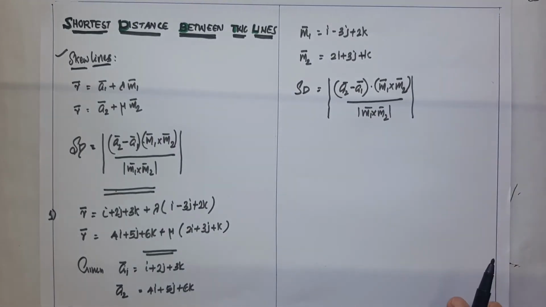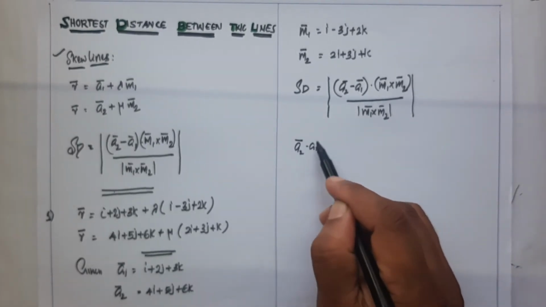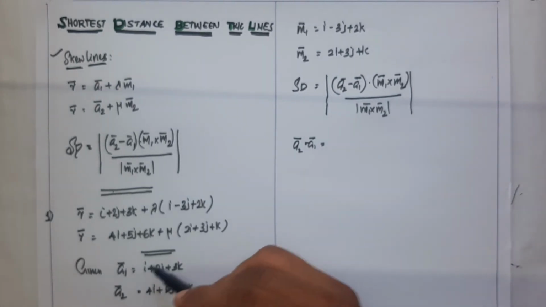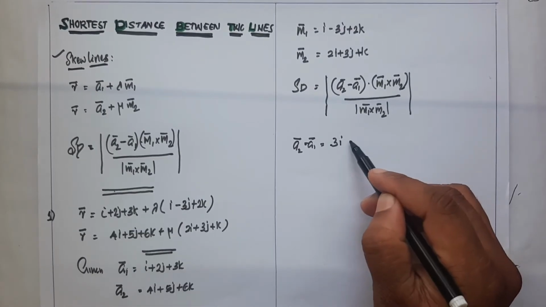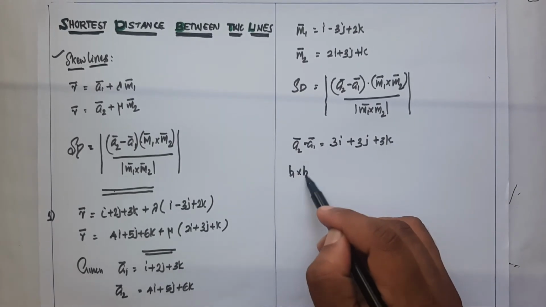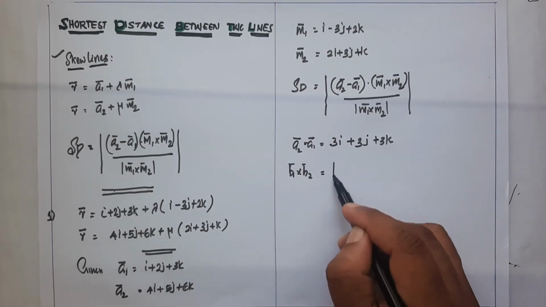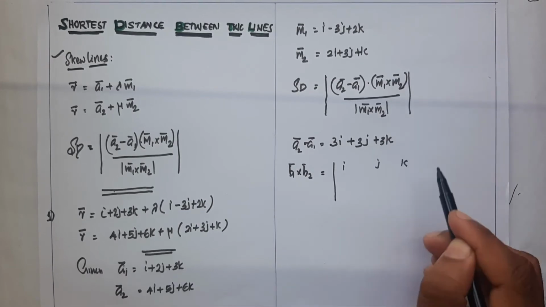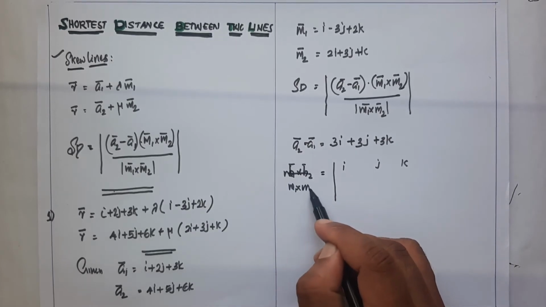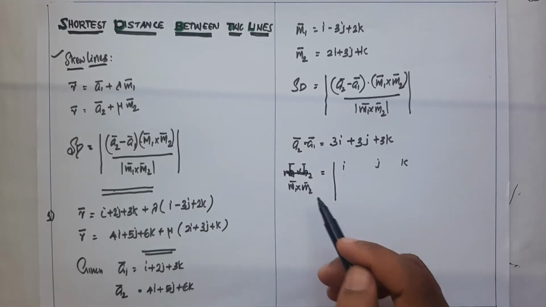Here first of all we find a2 minus a1. Vector a2 minus vector a1 is 4i minus i, 3i, 5j minus 2j, 3j, 6k minus 3k, 3k. Then you find m1 cross m2. m1 cross m2 is equal to determinant i j k. There is no problem, you take m1 cross m2.